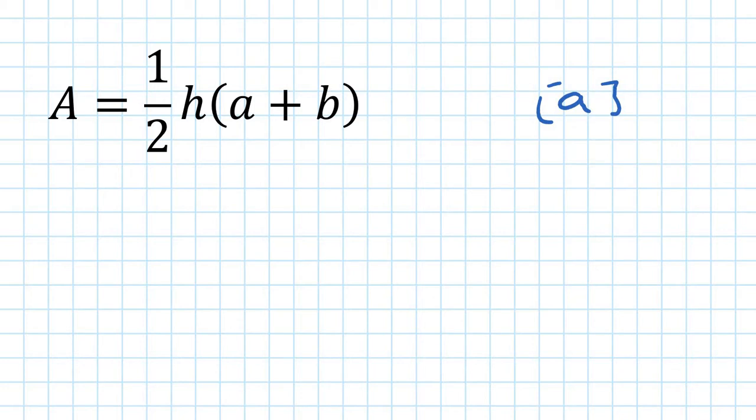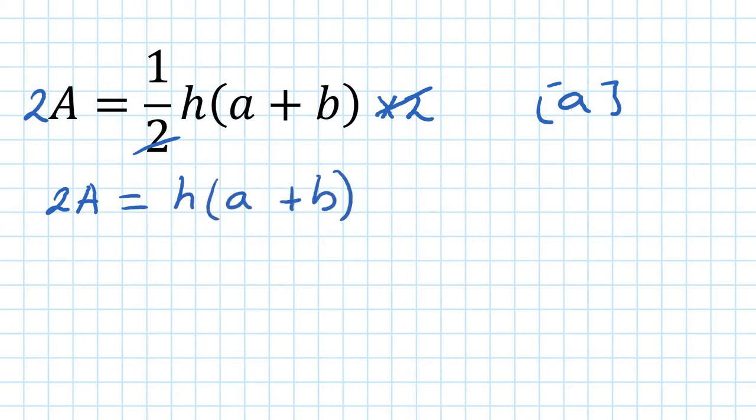First step is we get rid of the 2 first, because a half has a 2 at the bottom. I just times 2 for both sides. A times 2 is 2a, so this cancels with this. So you're left with 2a is equal to h open bracket a plus b. Now we solve for a.